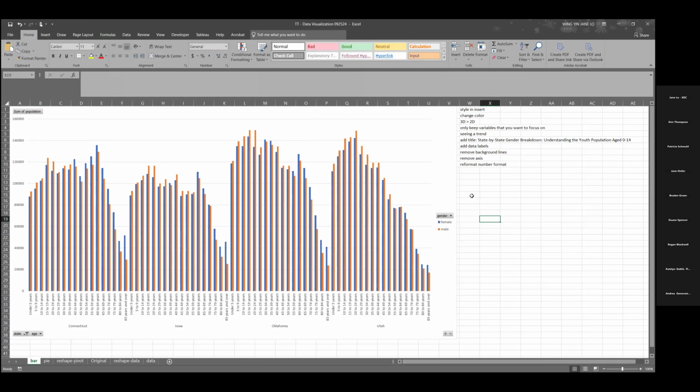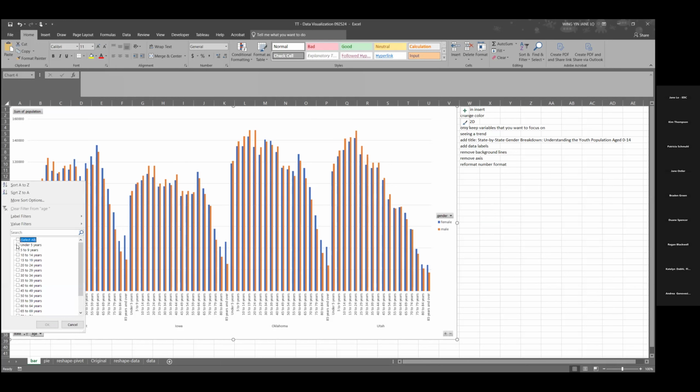But I would say the graph is still pretty busy, right? This is actually a pivot chart, so you do need to have a pivot table beforehand. But for the sake of today's tech talk, I'm just going to do the changes here. I only want to focus on the population who are under 15 years old, for example. So I'm only going to keep the variables that I need. I'm going to go over here with age and only select these three groups, which are under 5 years, 5 to 9 years, 10 to 14 years, which is what I wanted to focus on, wherever the population is under 15 years old. I'm going to click OK.